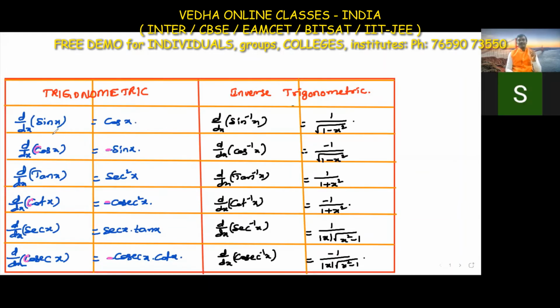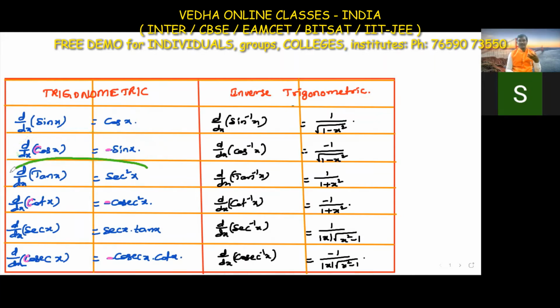Yes, d by dx of sin x equals cos x. Repeat, d by dx of sin x equals cos x. Once again, d by dx of sin x equals cos x. Next, d by dx of cos x equals minus sin x. Again, d by dx of cos x equals minus sin x.